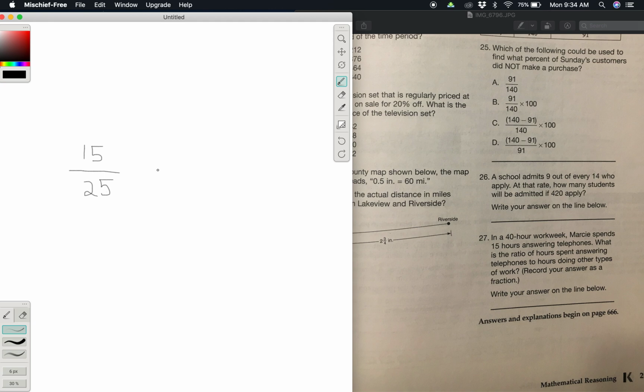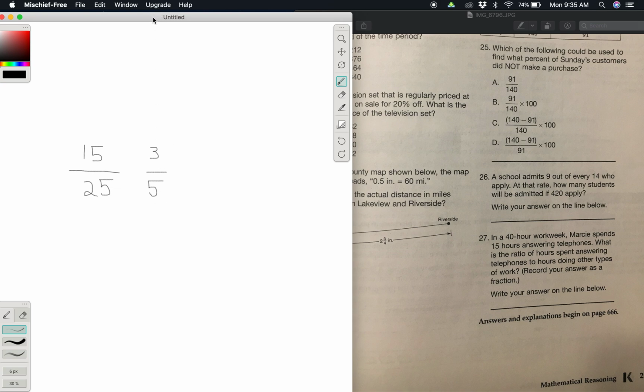We always reduce this, so is there a number that goes into both of these? Well, golly jeepers, there is. I know right off the bat, 5 goes into 15 3 times, and 5 goes into 25 5 times. Okay, can this be reduced any further? Well, I believe not. So 3/5 is your answer.